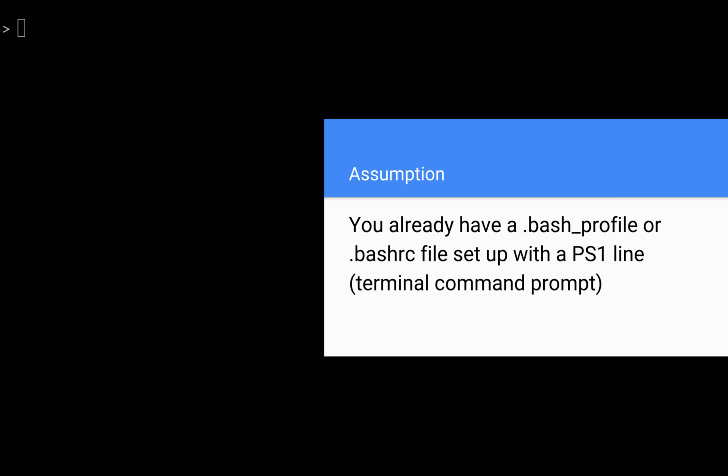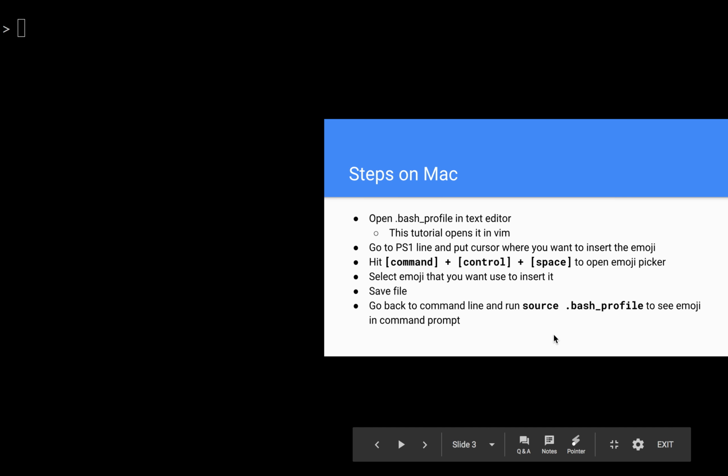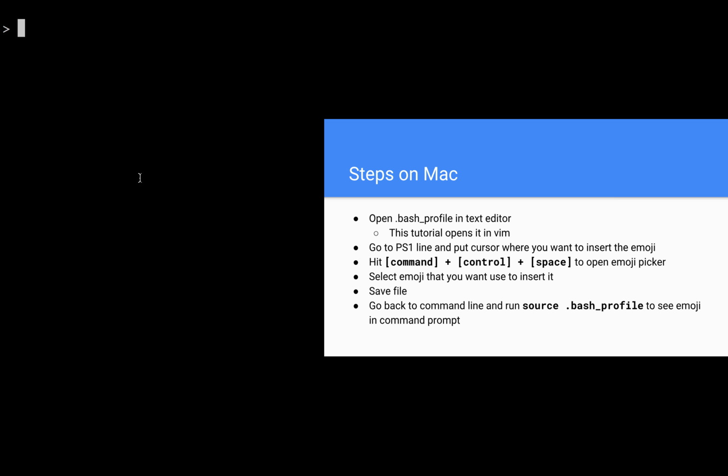So this tutorial is being made on a Mac, so I'm going to be doing everything with my .bash_profile file. So the steps to do this on a Mac are to open your .bash_profile in a text editor, and I'm going to use Vim, so I'm going to do vi .bash_profile. And this right here is my PS1, which determines what my command prompt looks like.